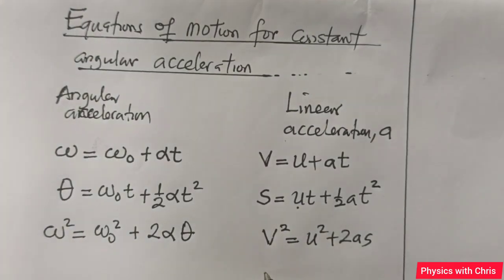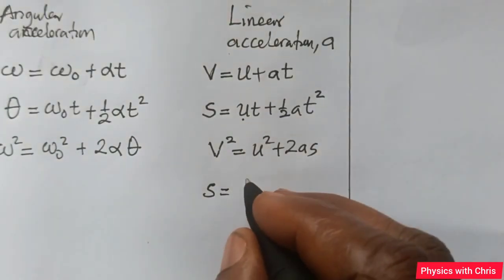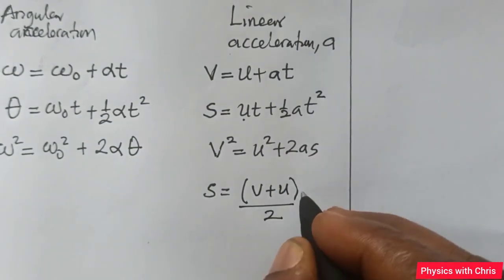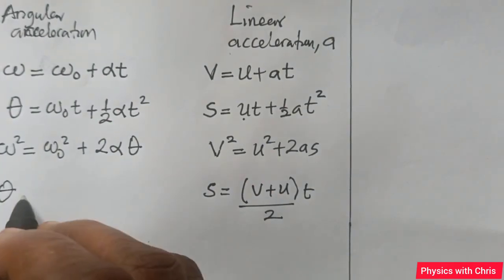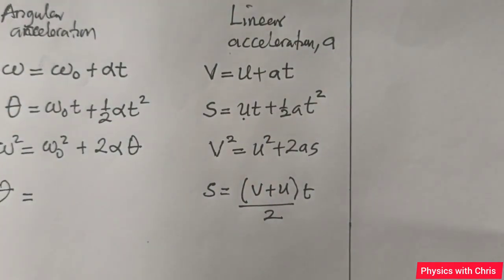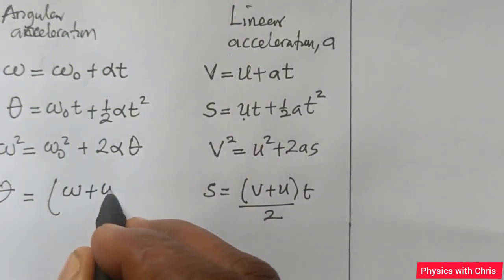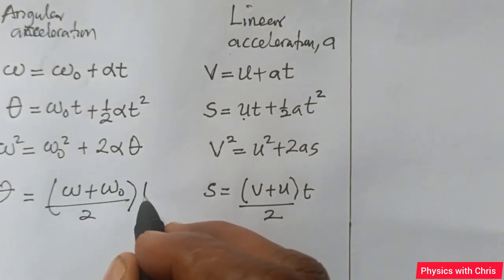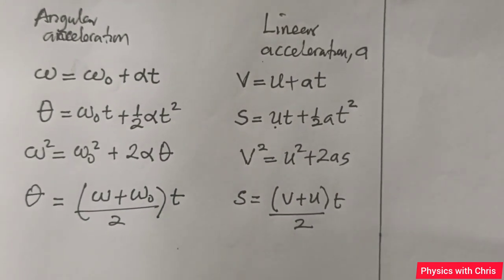The other one is average speed. Total distance covered is average speed or velocity multiplied by time t. You can do the same here, that the angular displacement covered is given by what? We have the initial plus final angular velocity divided by 2, multiplied by time t. So all these equations apply. So by next video, we will start solving problems using these parameters.